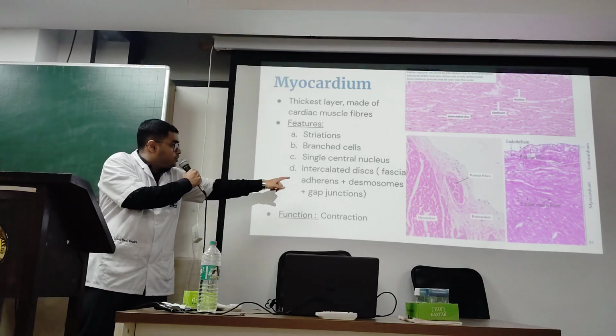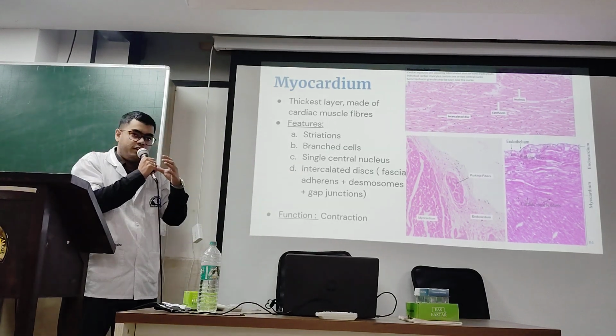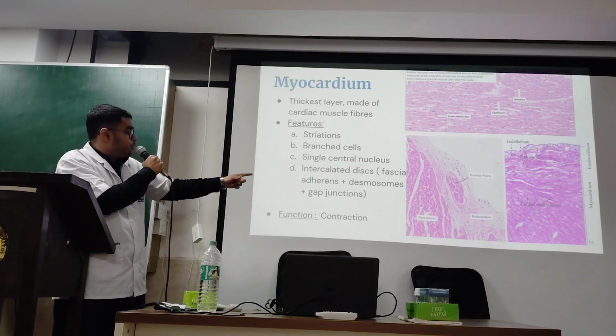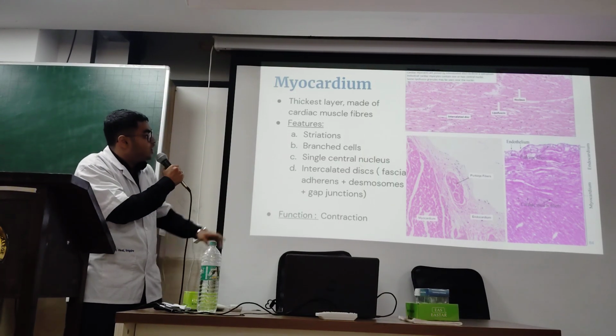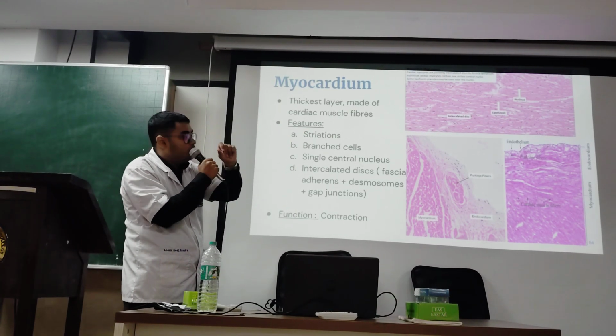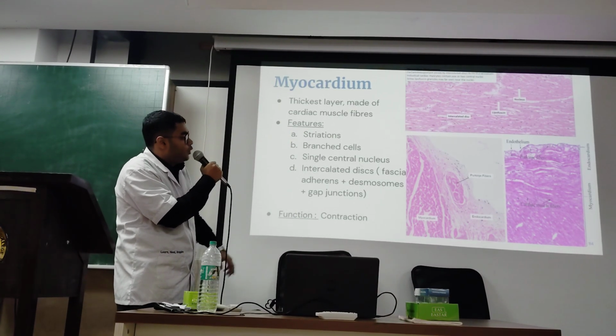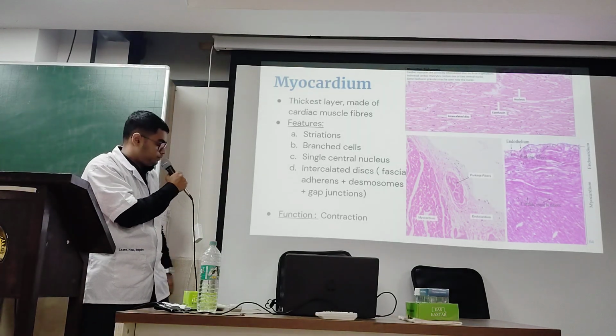These intercalated discs consist of fascia adherens and desmosomes. These two help in adhering adjacent cells, and the gap junctions help in communication between adjacent heart cells. The function of the myocardium is contraction. So here we can see the intercalated discs. Lipofuscin granules are present near the nucleus. We have a central nucleus. We will see it more when we study cardiac muscle histology.